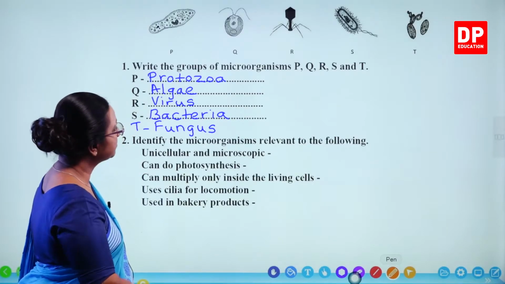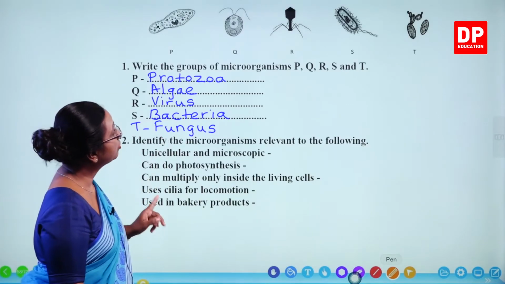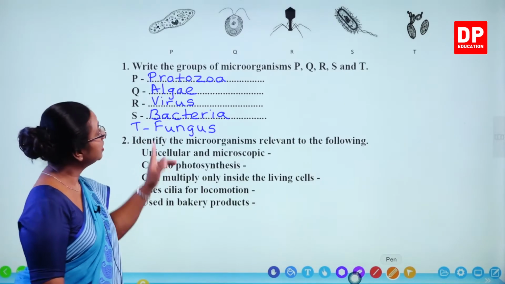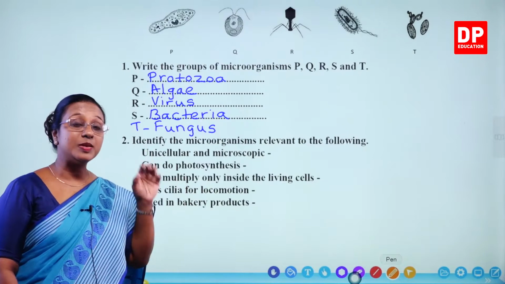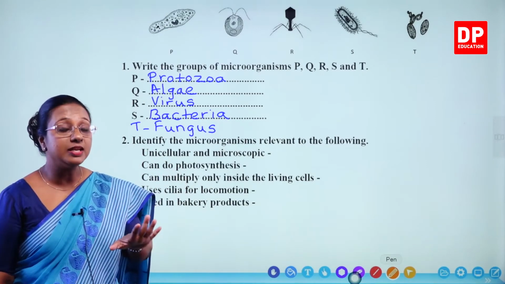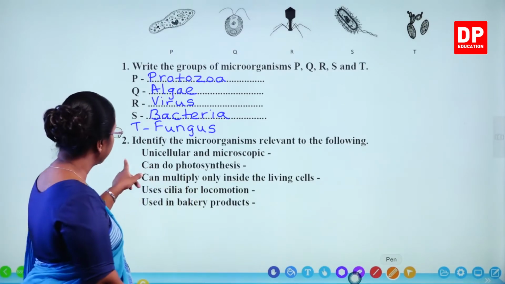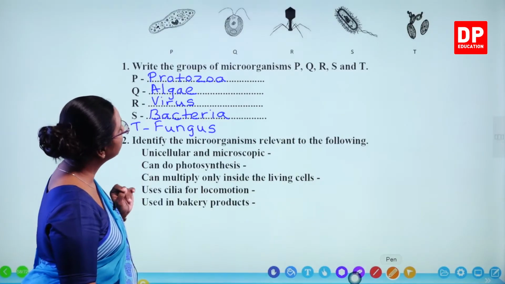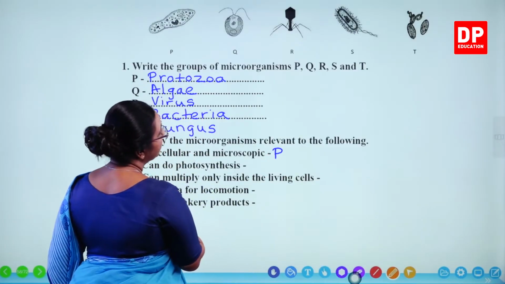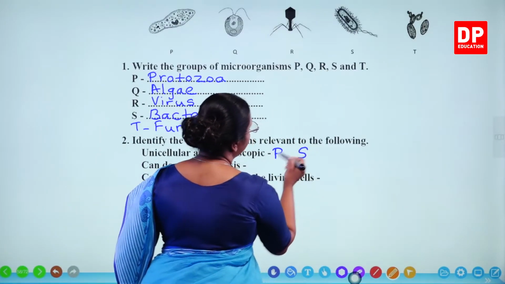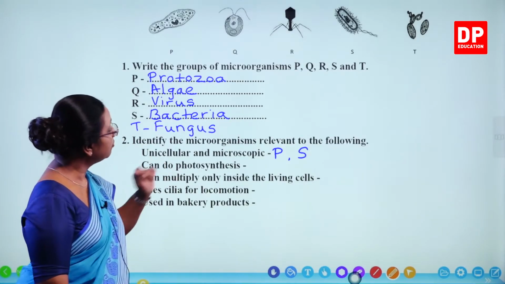Identify the microorganisms relevant to the following. So here they have given some properties. They want you to identify the microorganism. So here you can write the letter relevant to the microorganism. Unless they specifically say to write the letter or the name, you can either write the letter or the name. So it's easy to write the letters. Unicellular and microscopic. What are unicellular and microscopic? Protozoans are unicellular and microscopic. Bacteria are unicellular and microscopic. So P and S.